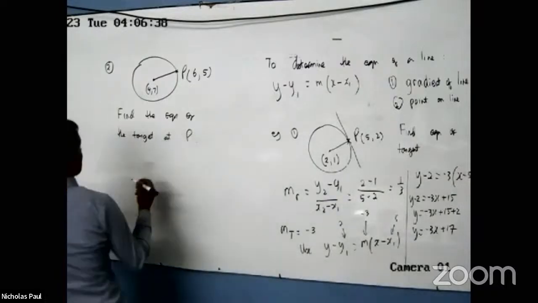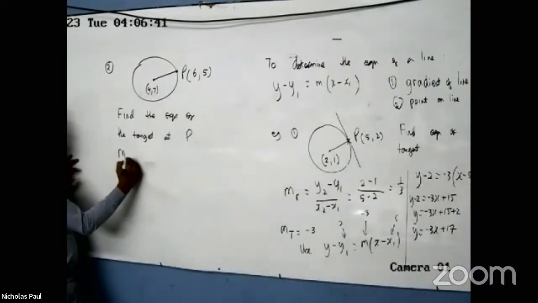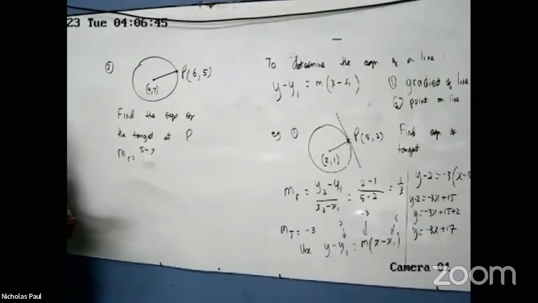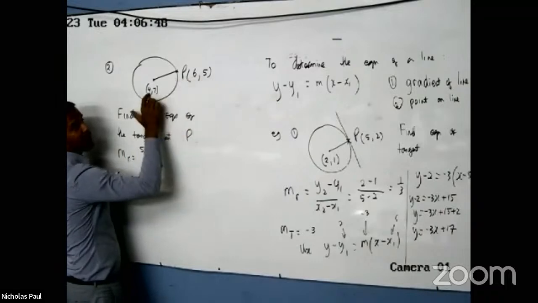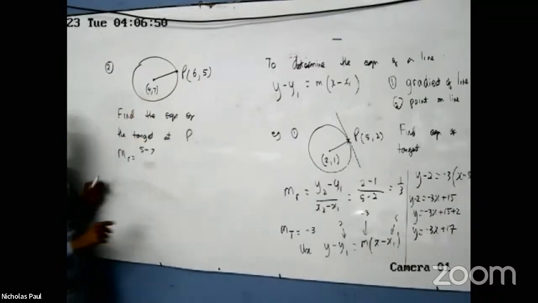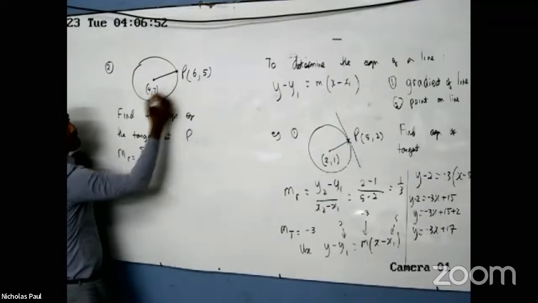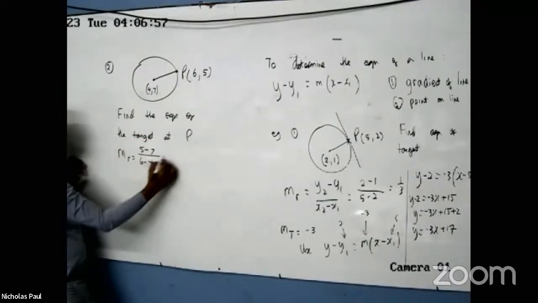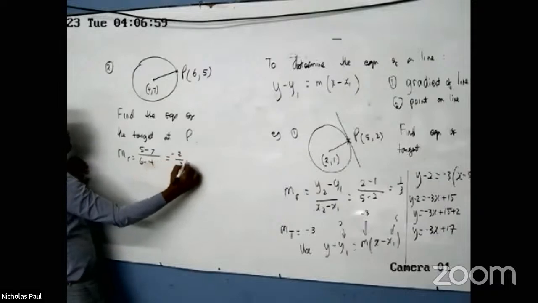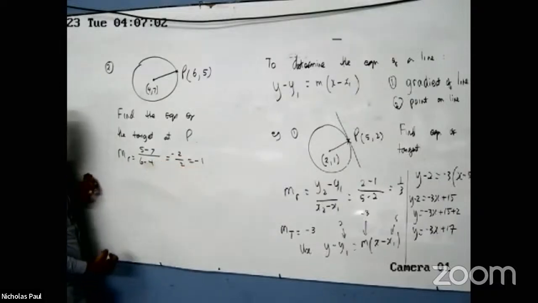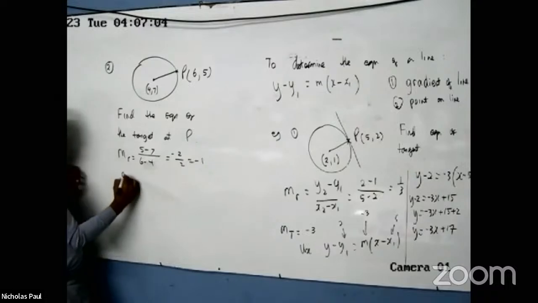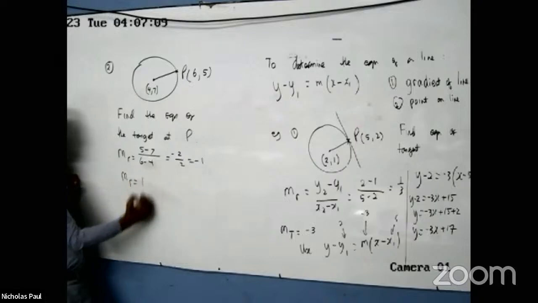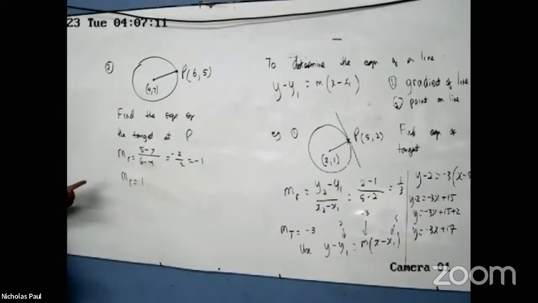All right, let's see what you got. So the gradient of the radius, that'll be 5 minus 7, right? It doesn't matter if you choose x1, y1 or x2, y2, they're the same answer. 5 minus 7 over 6 minus 4. So this will give you minus 2 over 2, which is minus 1. So therefore the gradient of the tangent is what? Negative reciprocal, so it's positive 1. Flip it over and change the sign.